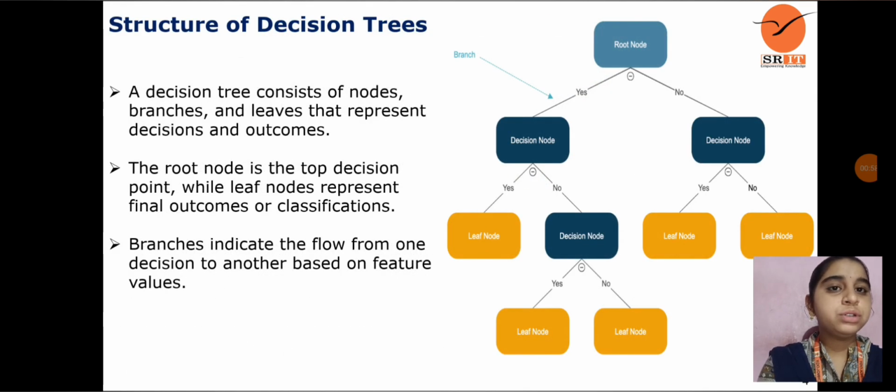Structure of decision trees. A decision tree consists of nodes, branches, and leaves that represent decisions and outcomes. The root node is the top decision point, while leaf nodes represent final outcomes or classifications. Branches indicate the flow from one decision to another based on feature values. Here we can see the structure of the decision tree. It contains the root node, decision node, and leaf node.